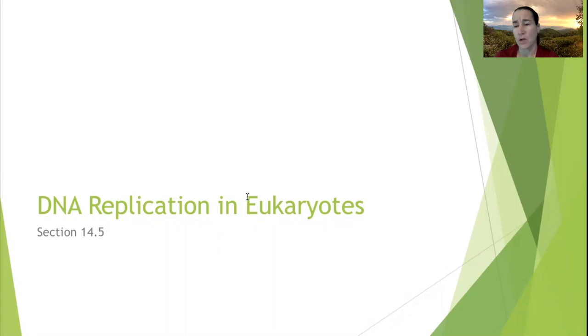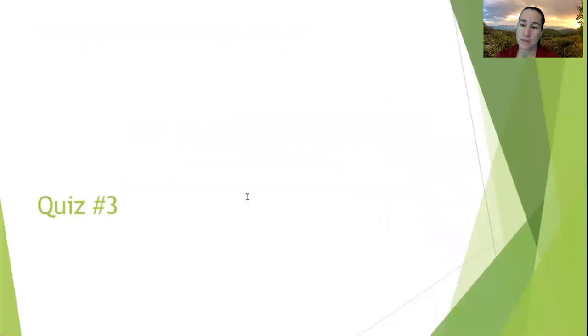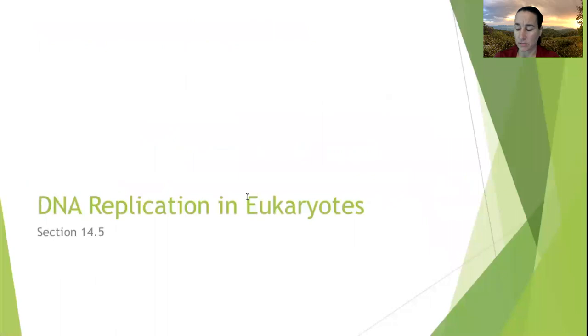So when we compare prokaryotes to eukaryotes, in general, it's still the same basic steps. Let's go back to those basic steps: there was initiation, there was elongation, there is termination. This is happening at the origin, and then we're going to use all of these different enzymes that we discussed to undergo DNA replication. So in general, DNA replication is the same in prokaryotes and eukaryotes, but there are a few details that differ.